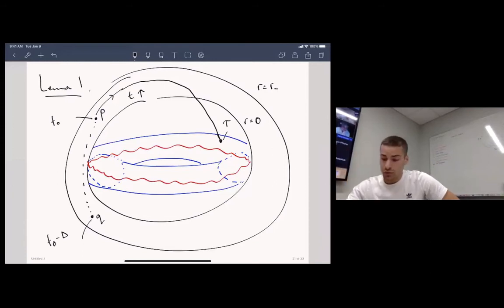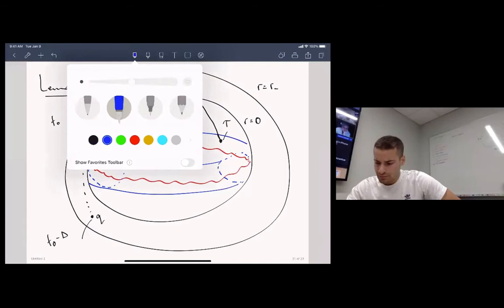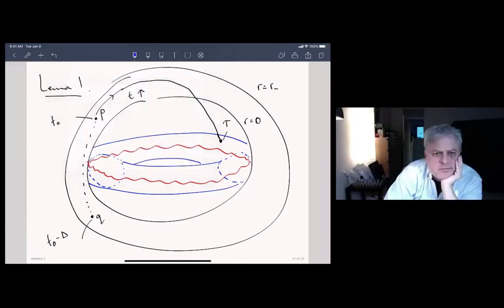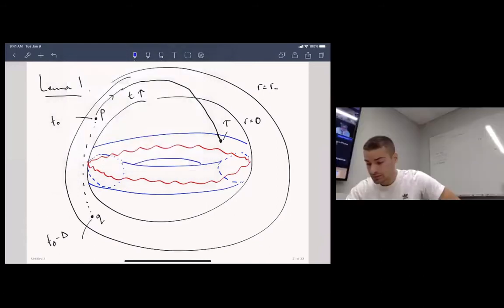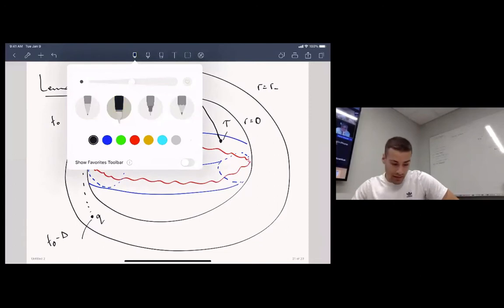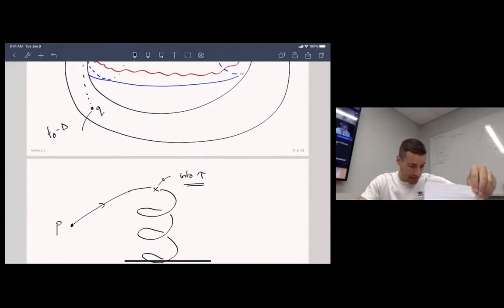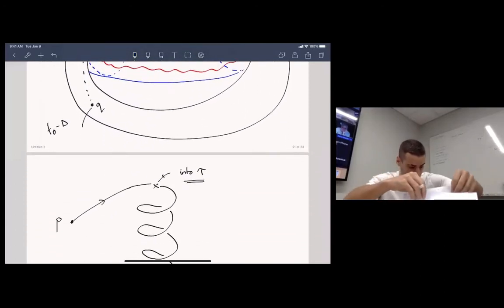So if we somehow managed to draw a movie, what we really have in mind is a kind of frame by frame movie of what's going on. So you go forwards in time until you pierce the donut, then you go backwards in time, then you start going forwards in time once you leave the donut.